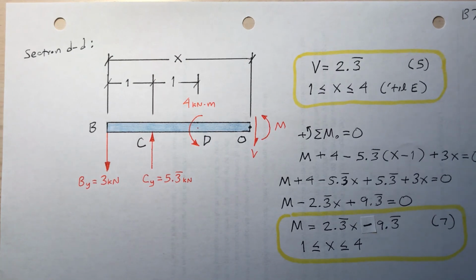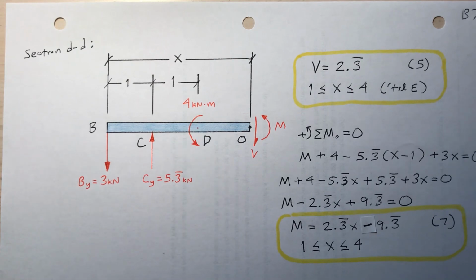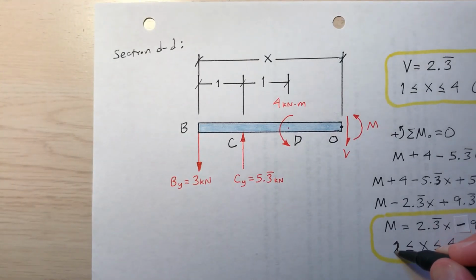Now with regards to the moment, notice that at point D, a new moment jumps in. I've got a 4 kilonewton meter moment, acting in a counterclockwise direction. And so what's going to happen here, take the equilibrium about point O. So I find the equation for M, and this is a typo here. X should be between 2 and 4.